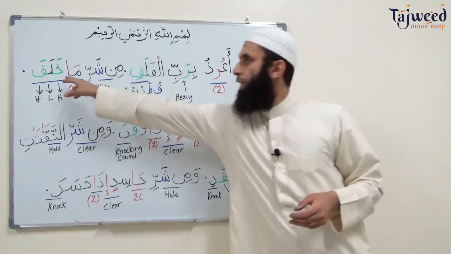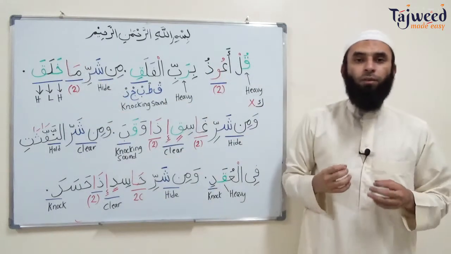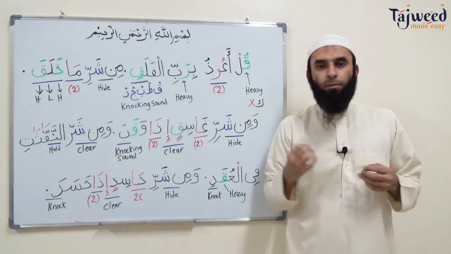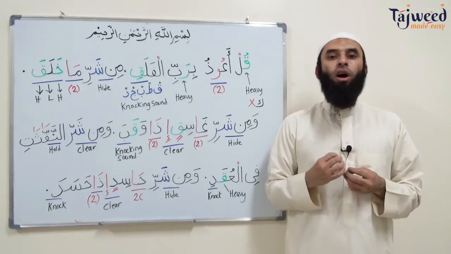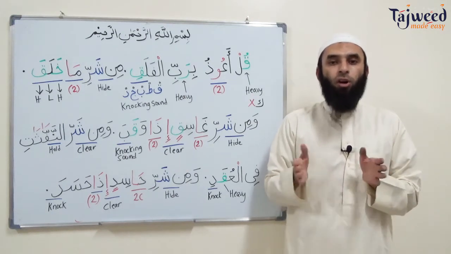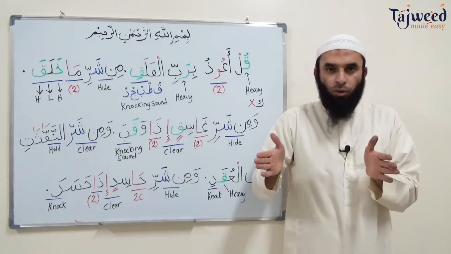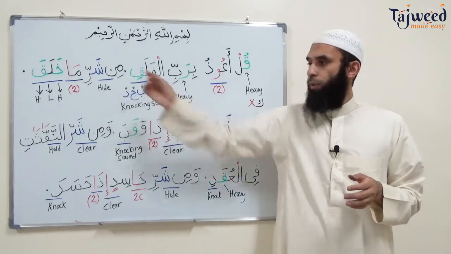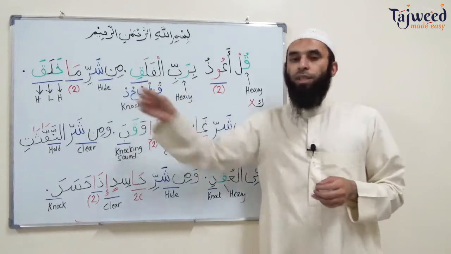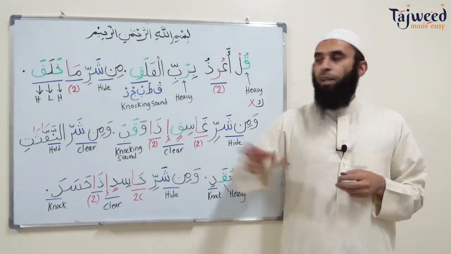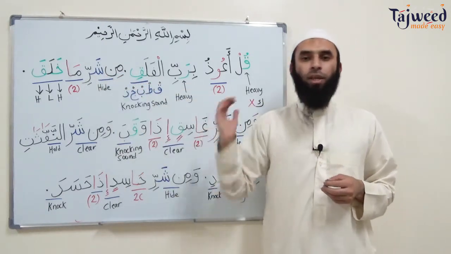Then we have here heavy letter, light letter, heavy letter. So we have to be very careful. Kha, make it heavy. Lam light. Khala, not khala. Khalaq, qalqalah. Knocking sound, khalaq, because from the 5 letters we're stopping there. So min sharri, ra light, min sharri ma khalaq.